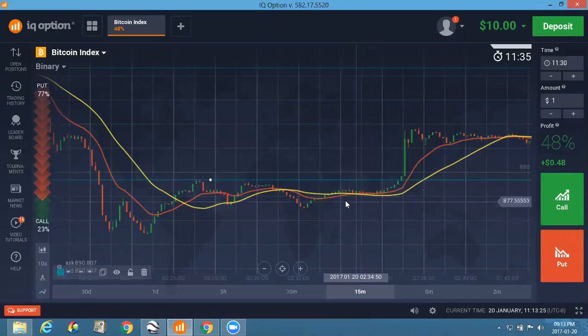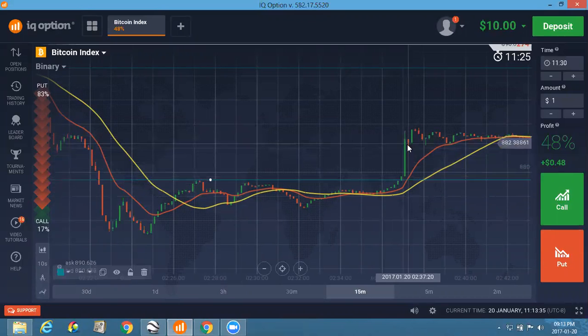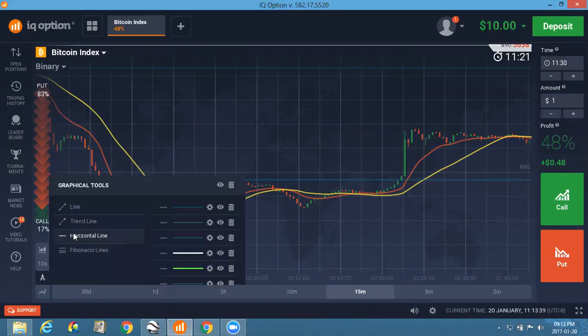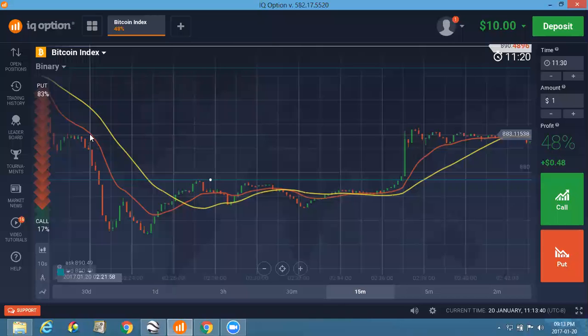First thing we look for, crossover. Secondly, moving averages facing our direction. Thirdly, breakout, right? Fourth, momentum. You see how big this momentum is? Let's take note of our previous high. This is our previous high. You see where this is?